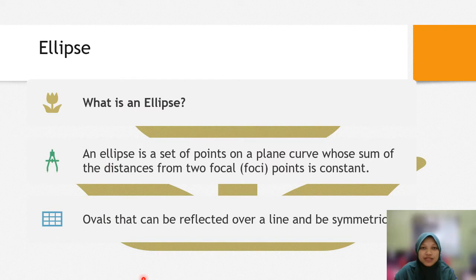First and foremost, let's understand what an ellipse is. An ellipse is a set of points on a plane curve whose sum of the distances from two focal points is constant, or it can also be simplified as ovals that can be reflected over a line and be symmetric.